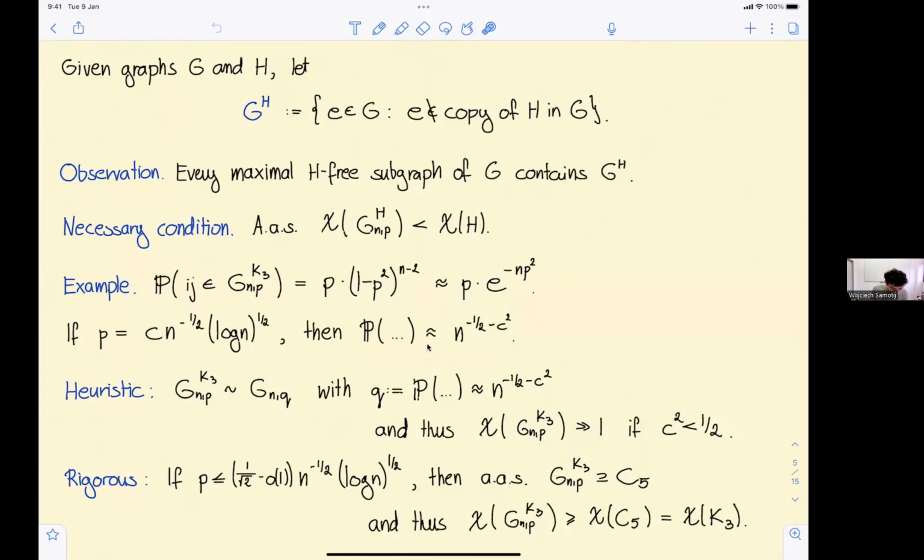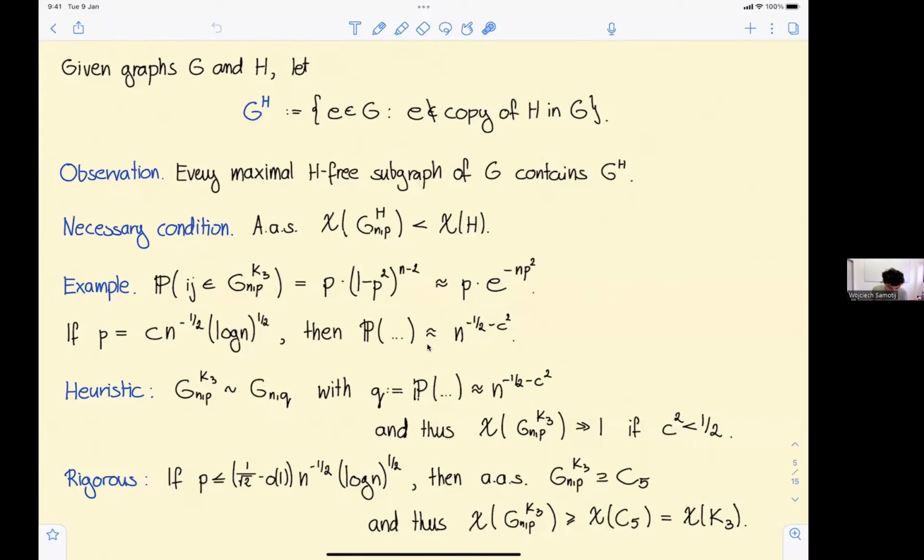Now, let's take p to be a constant c times 1 over square root of n times a factor of square root of log n. This value is the n^(-1/2) density of the triangle. So compared to our previous necessary condition, we added this square root of log n factor. Under this assumption, the probability that a given pair of vertices is an edge of our graph G(n,p)^K3 is roughly n to the power of minus a half minus c squared, up to logarithmic factors.